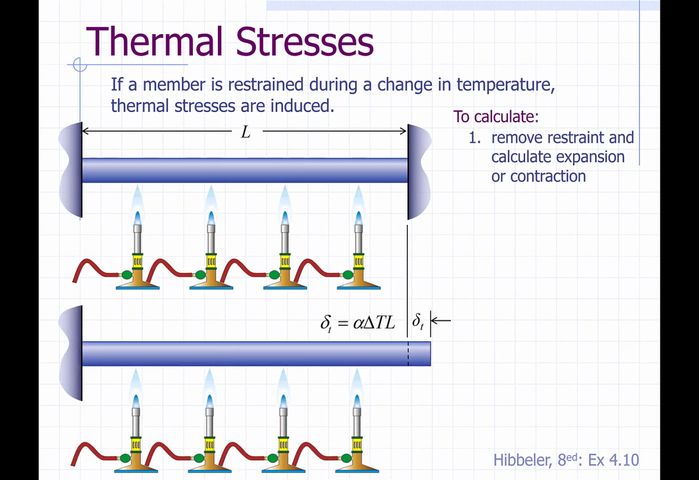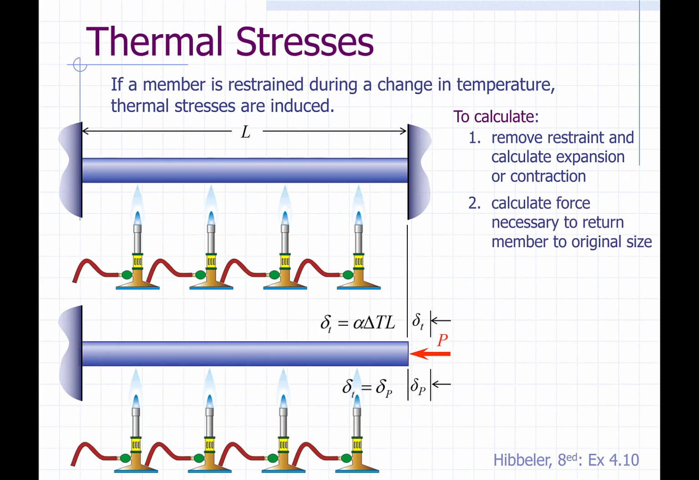In order to calculate what this stress is resulting from the temperature change, we go through a multi-step process. The first thing we do, similar to how we solve the other statically indeterminate axial bar, is we remove the restraint, make it redundant if you will, and calculate what expansion would have occurred had it been unrestrained. So we apply our equation delta T equals alpha delta T L, and we calculate the displacement due to temperature change.